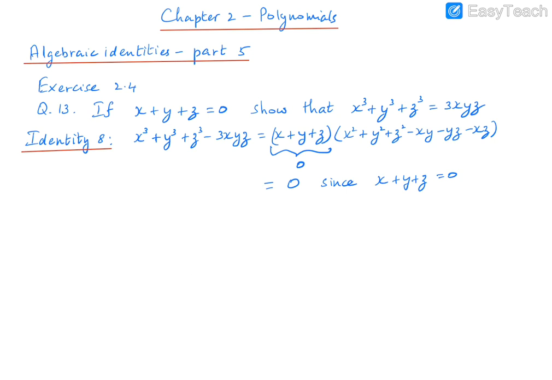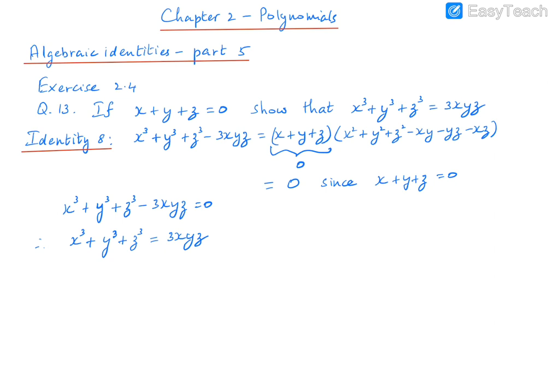So in that case, the left hand side becomes equal to 0. So the LHS is x cubed plus y cubed plus z cubed minus 3xyz equals 0. So therefore we can now move the 3xyz to the other side of the equal sign. So we will have x cubed plus y cubed plus z cubed equals 3xyz. So hence we have proved that when x plus y plus z equals 0, x cubed plus y cubed plus z cubed equals 3xyz, which is what we have to show, and it has been shown in a very simple way by using the identity number 8. Okay, that's one way of doing it.